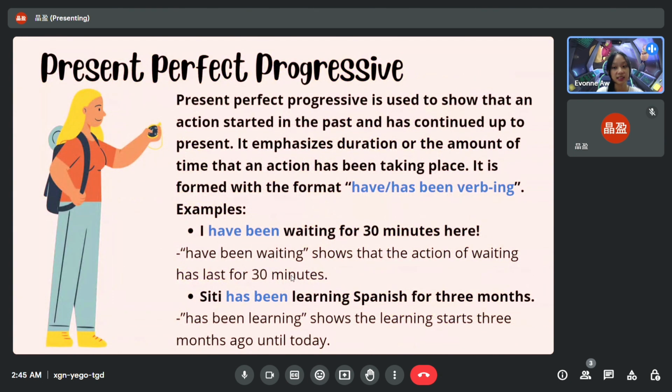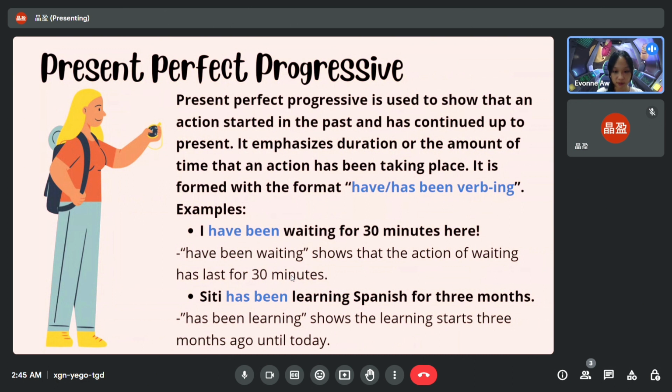The last one in present tense is present perfect progressive. Present perfect progressive is used to show that an action started in the past and has continued up to the present. It emphasizes duration or the amount of time that an action has been taking place.